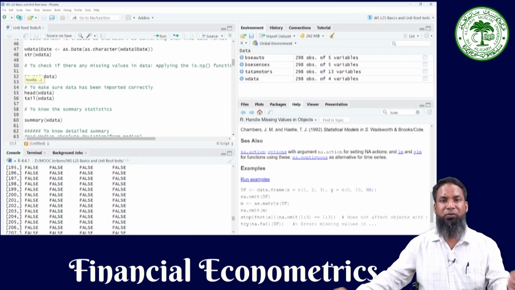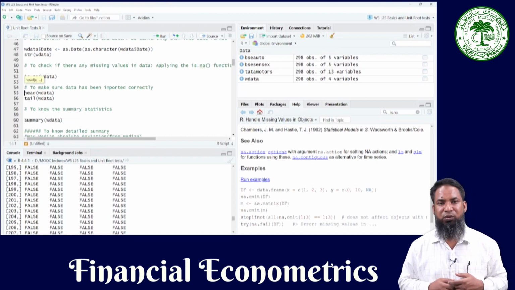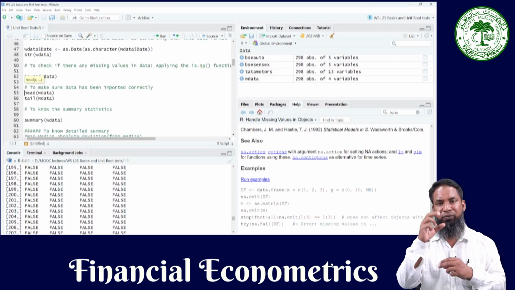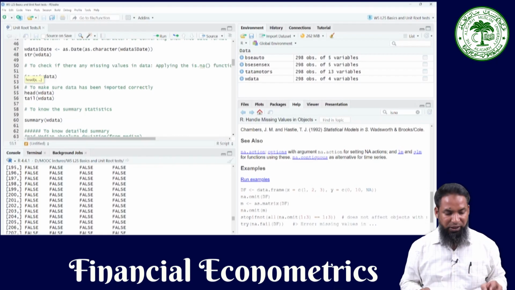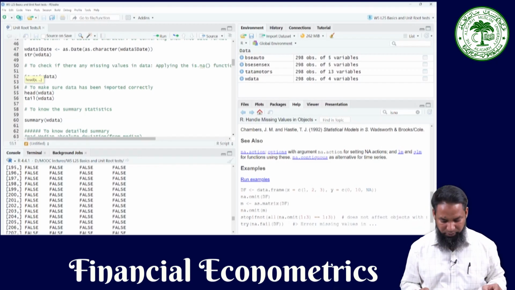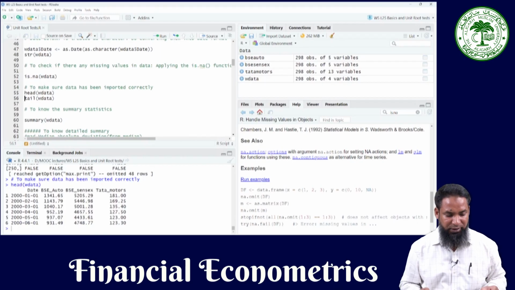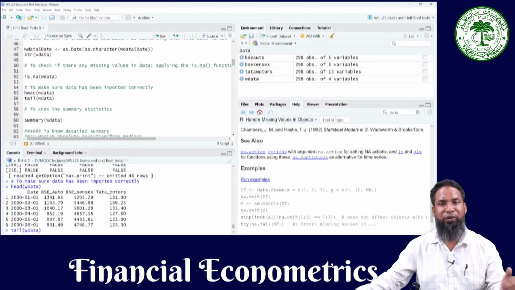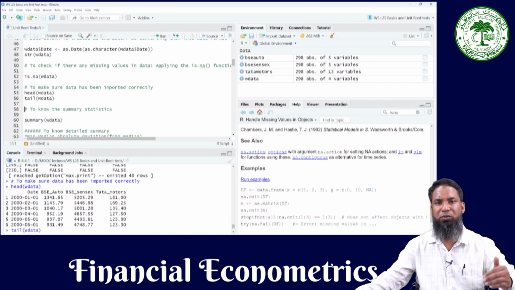Then, whether we have imported the data correctly or not, one way to check is to look at the first few observations at the top and the last few observations at the bottom. For that we have head and tail. By default they show the first 6 observations and the last 6 observations. However, that can be changed. So here you can see it is showing the first few observations, and you can match them with your data.